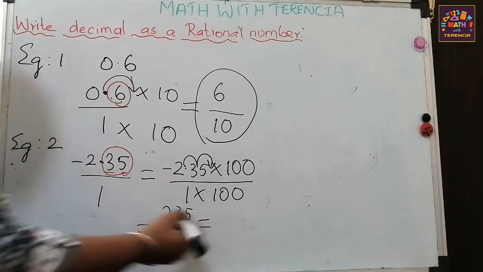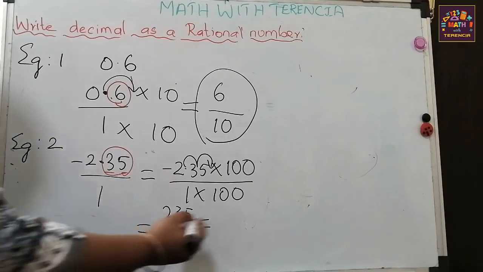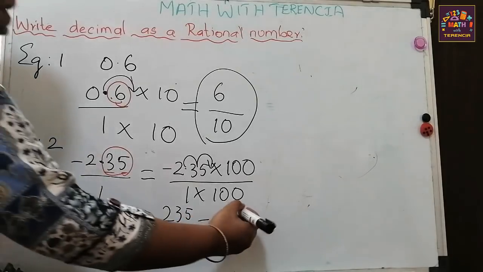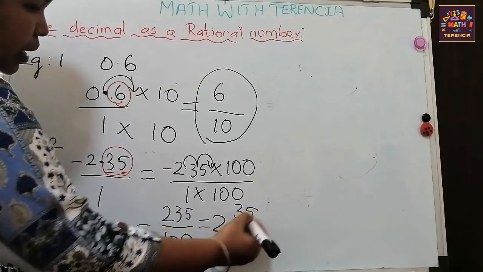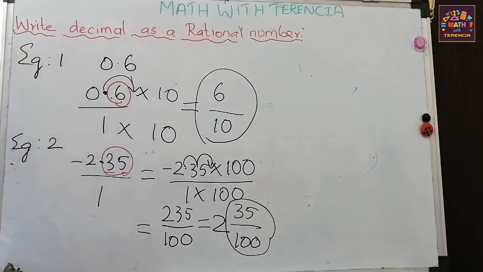We can try to have it as a mixed number. So how many hundreds are there? I will have 2 hundreds, so 2 will be the whole number. Then 235 by 100, and this part we need to try to write in the standard form. So in the next video we will see how to represent the rational number in the standard form.